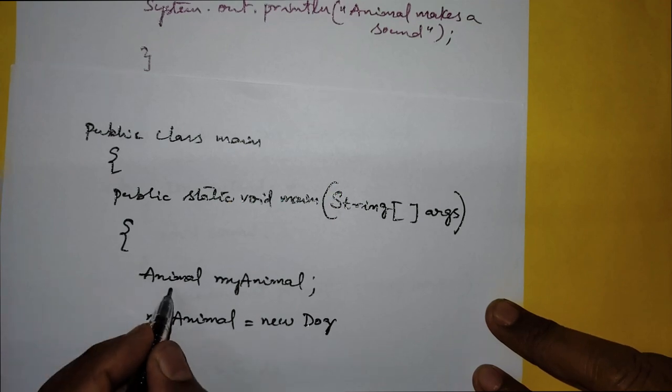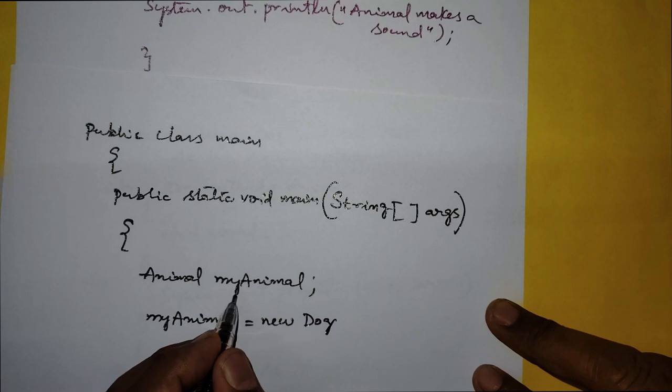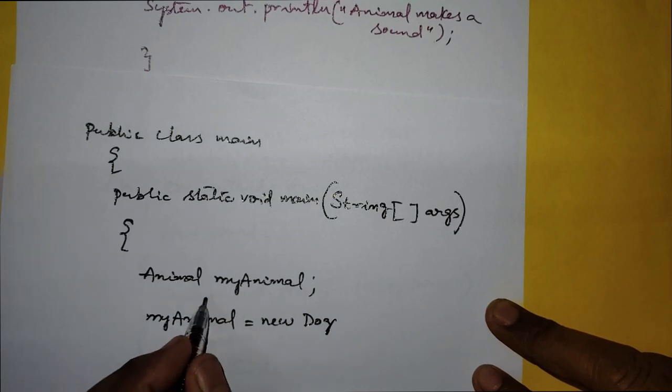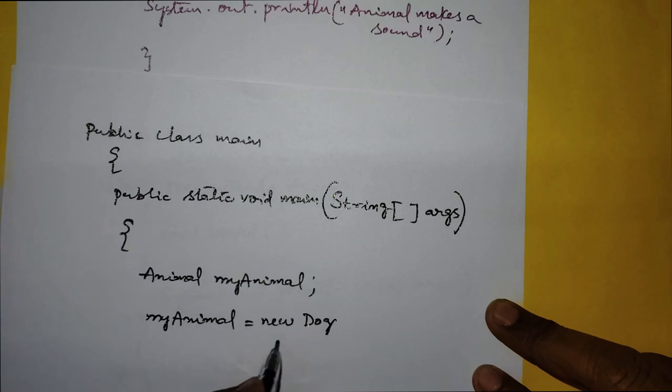myAnimal, this Animal relates to what? myAnimal refers to a reference of type Animal. myAnimal equals new Dog. This myAnimal refers to which object? The Dog object. By using which keyword? The new keyword.